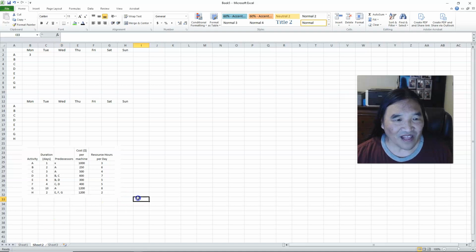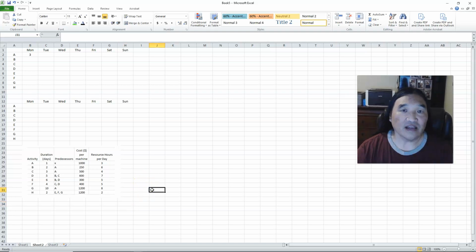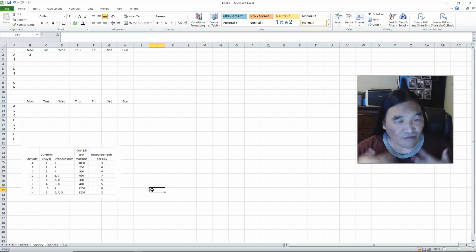Okay, let's talk about the last problem. The last problem said do a resource table. And the resource table is actually in your lecture. Now, if you know how to use Excel and all, Excel will actually make the resource table for you. But for those of you who want to do this manually, what is a resource table?